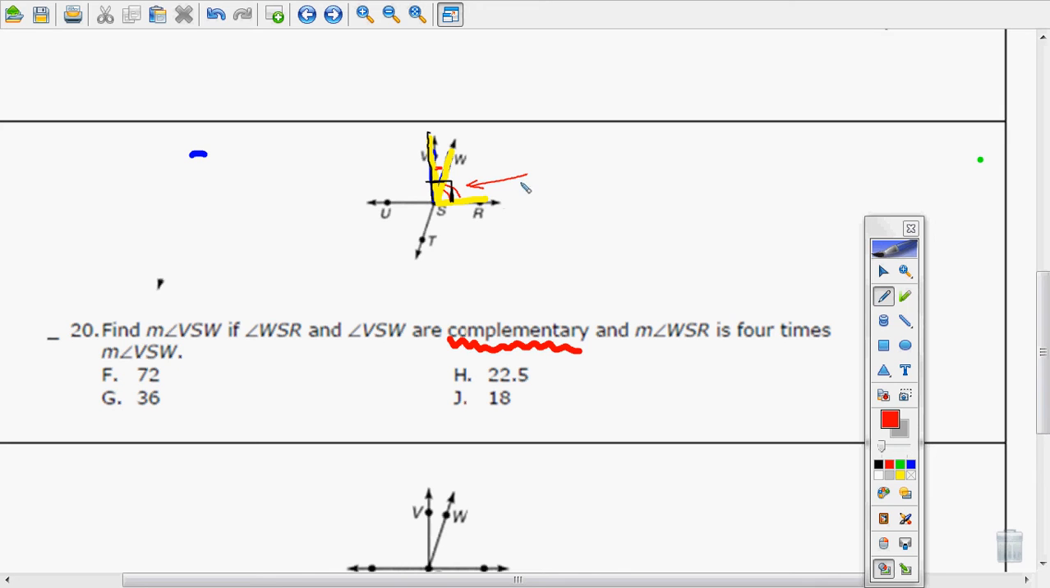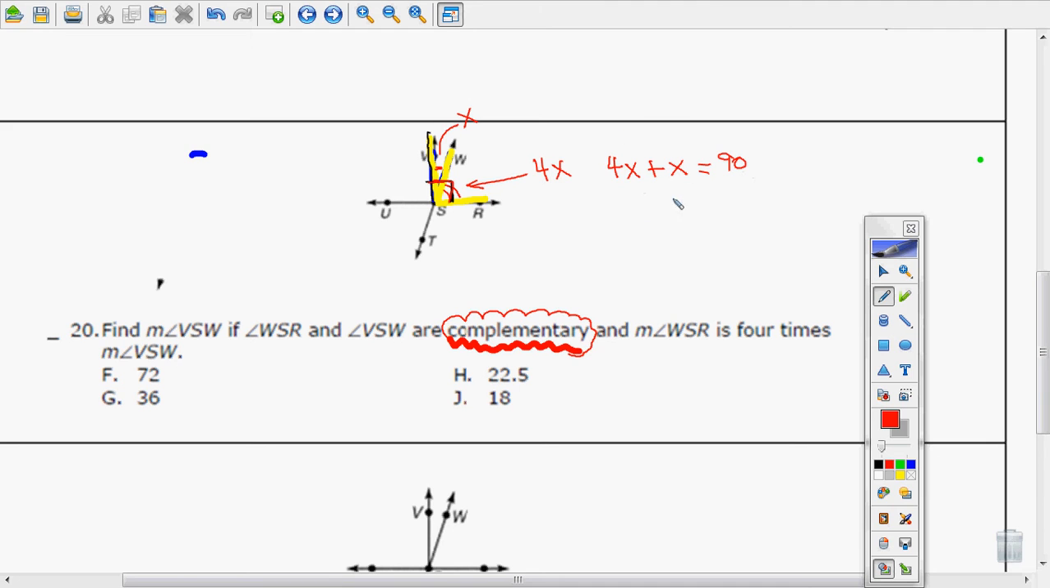Okay, well that would be great, but I have no idea what VSW is. Guess I'm going to call that one X. And if this guy is 4 times that, guess I got to call him 4X, right? Then my angle addition postulate says that if I have 2 angles inside of a big angle, I can add those 2 bad boys to equal the entire angle. And we know that since they're complementary, the entire angle measure is 90.